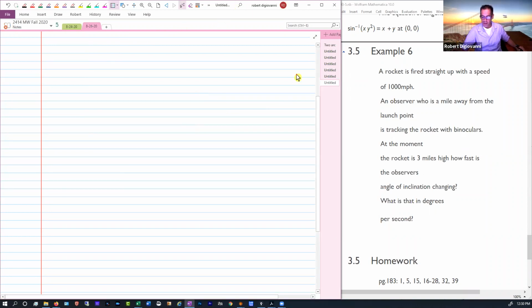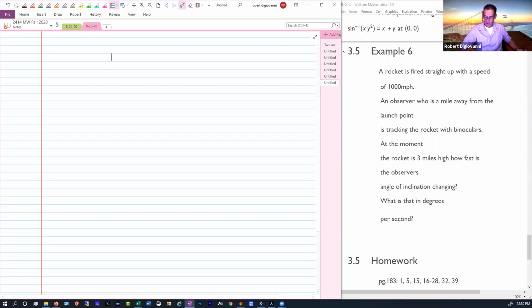Okay, so a rocket is fired straight up at a speed of 1,000 miles per hour. An observer who is a mile away from the launch point is tracking the rocket with binoculars. At the moment the rocket is 3 miles high, how fast is the observer's angle of inclination changing? What is that in degrees per second?